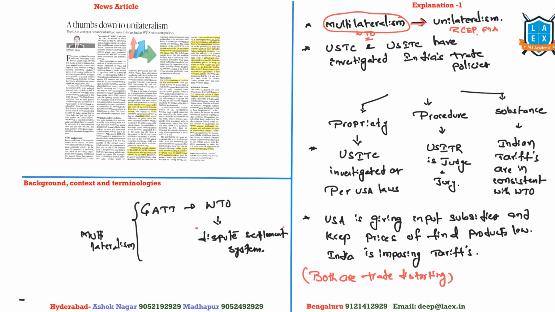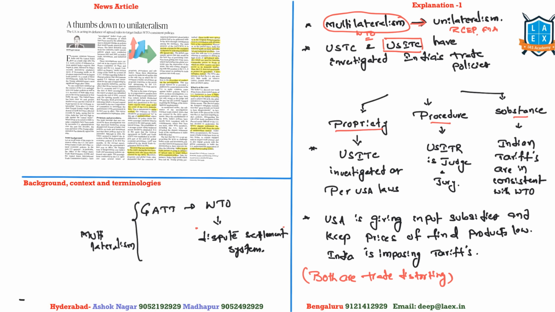In this case, the United States has two organizations: the US Trade Representative and the US International Trade Commission. This USITC has investigated the industrial and trade policies of India, and it clearly stated that the tariffs or duties India imposes on various American goods are distorting the trade, or making it disadvantageous to the United States of America. In this context, there are three important issues this article analyzes: propriety, procedure, and substance.